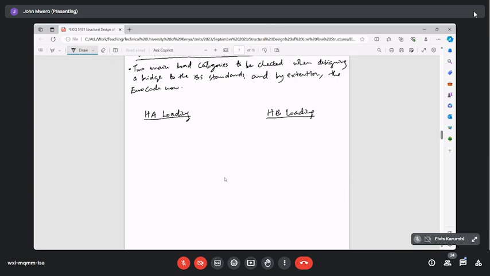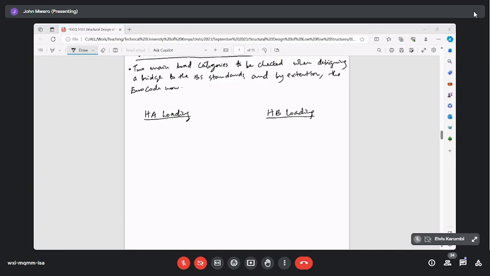So if the HB loading gives you the maximum possible shear, then you take that shear value and design for it, for that element. Then if the HA loading gives you the maximum possible axial load, for example, on a bridge column, then you would take that reaction and design for it. So you would have two separate load conditions. Then whichever gave you the worst case scenario, that's what you would design for.